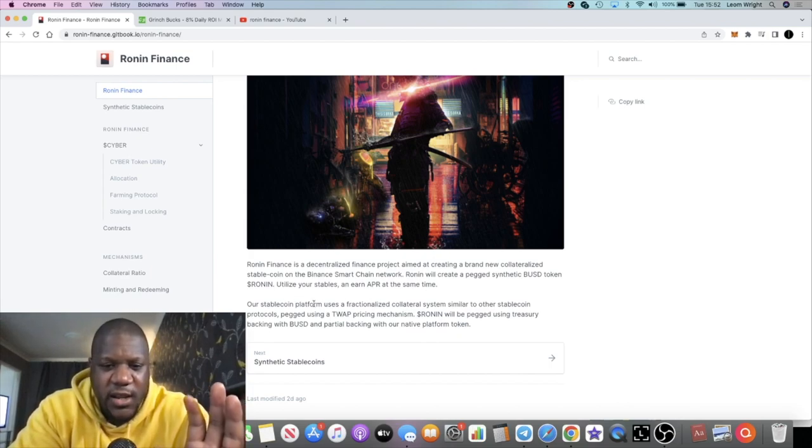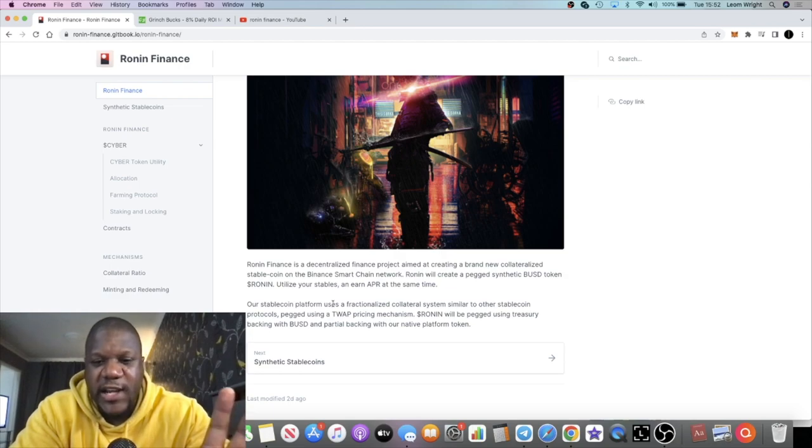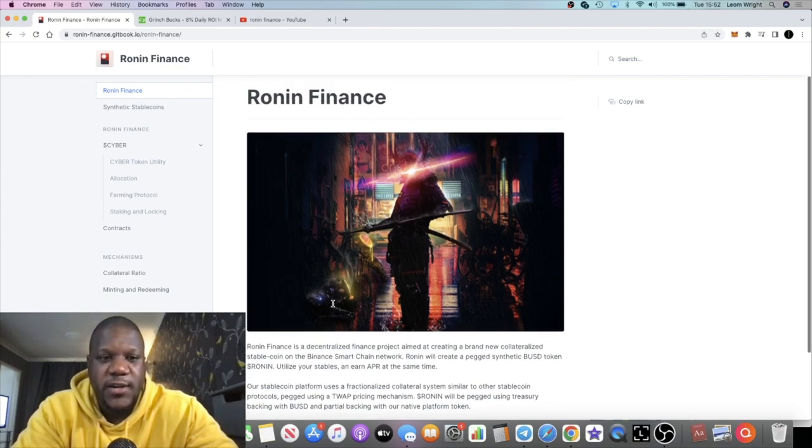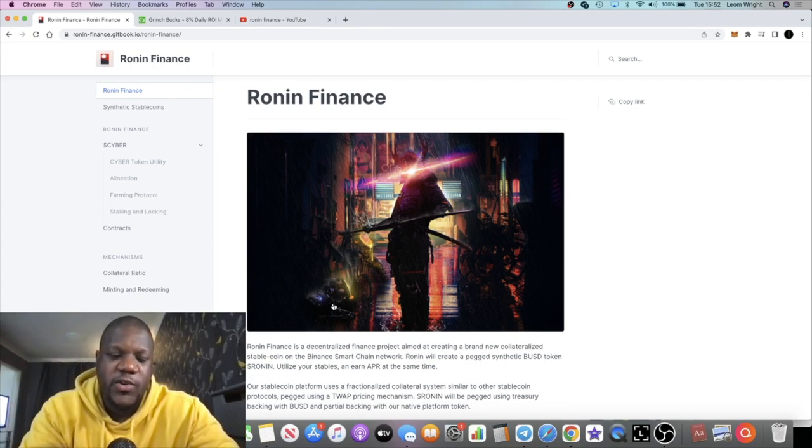Okay, guys. So it says here that it uses a fractionalized collateral system similar to other stable protocols. This is actually a fork of Titan and Fantasm. I don't know much about those projects. I have looked at Fantasm. I'm not sure, there's a few Titans on CoinMarketCap, so I'm not sure which one they're talking about.